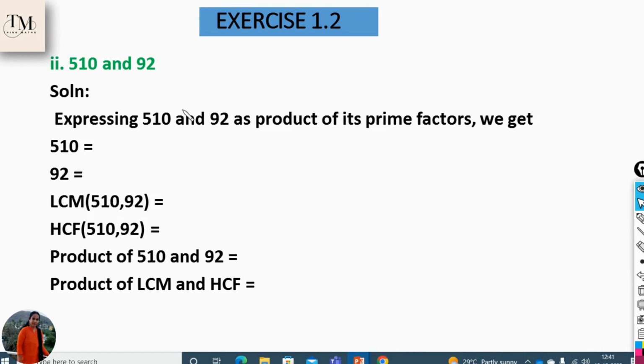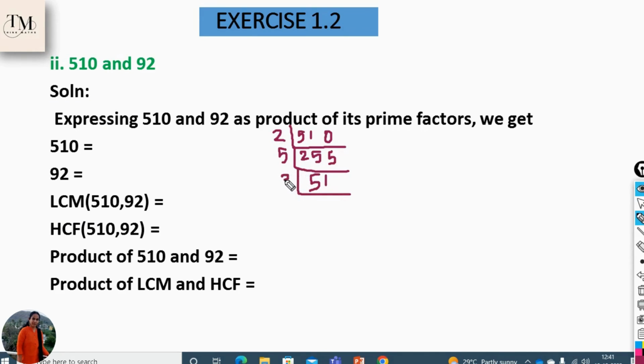So next one is 510 and 92. So we have to factorize these. So first value is 510. So as it ends with 0, I take 2. 2 2s are 4, balance 1, 5 2s are 10, balance 1, 5 2s are 10. So as it ends with 5, I take 5. 5 5s are 25, 1 5s are 5.